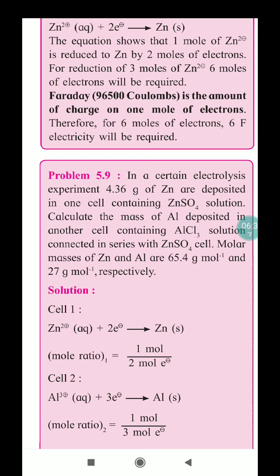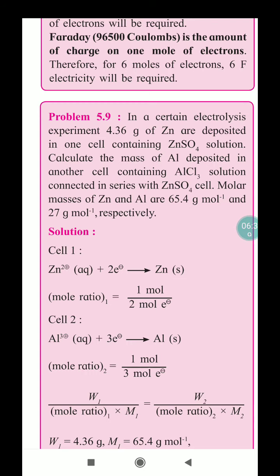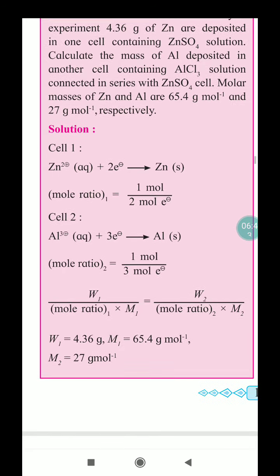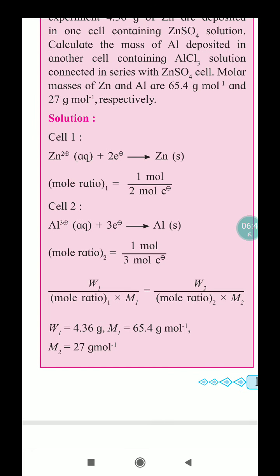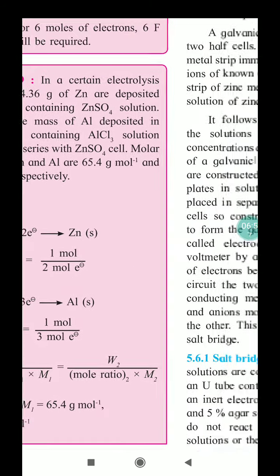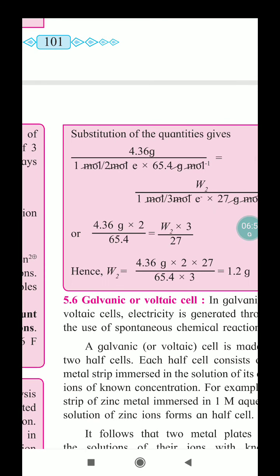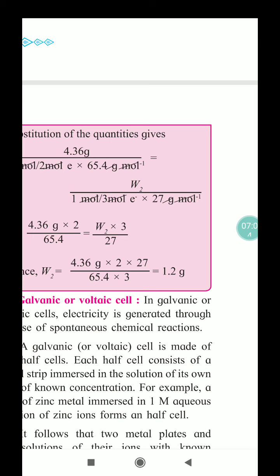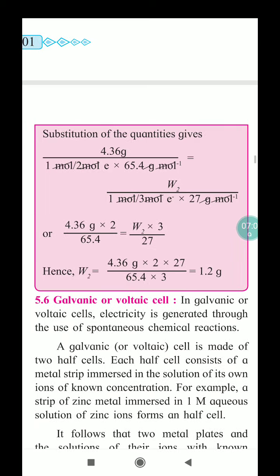In cell 1, Zn2+ plus 2 electrons giving Zn, and the mole ratio is 1 by 2. For Al, the mole ratio is 1 by 3. By the formula for the 2 cells, W1 upon mole ratio 1 into M1 is equal to W2 upon mole ratio 2 into M2. By putting these values in this equation, we have W2 is equal to 1.2 gram. So students, in this way we can solve some problems.